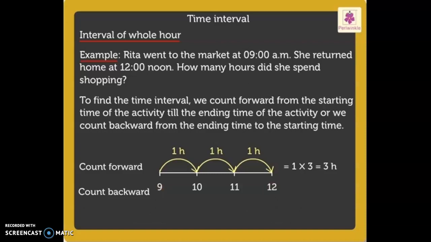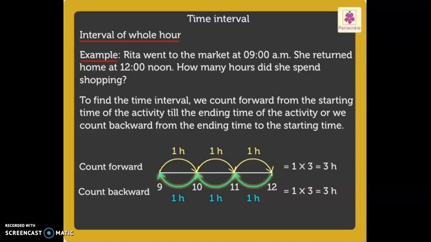So, on counting backward by 1 hour from 12 noon, we reach 11 a.m. Then 11 a.m. to 10 a.m. and lastly 10 a.m. to 9 a.m. Here too, we skip counted thrice at an interval of an hour and got the answer as 1 multiplied by 3, which is equal to 3.